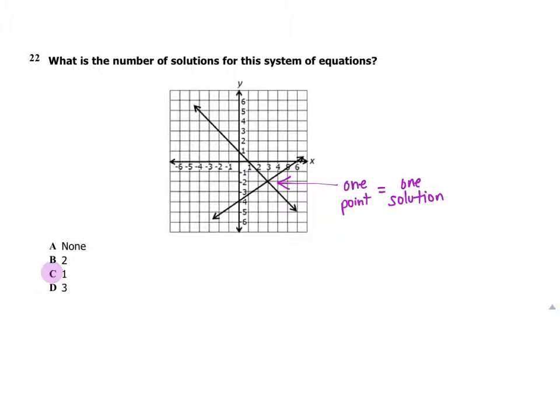Okay, so we left off with number 21. This one is, what number of solutions? What is the number of solutions for this system of equations that we have graphed right here? System of equations, remember, 2 lines. 1 point, it crosses at 1 point, that means it has 1 solution.